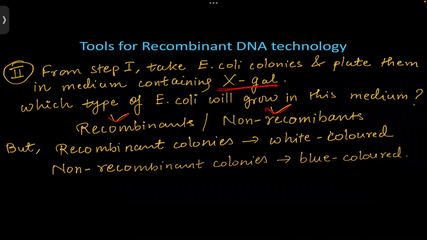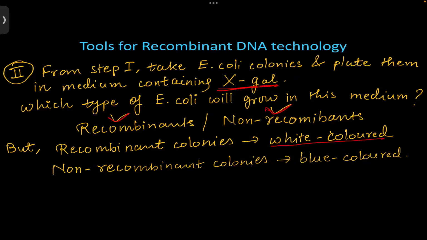Both the recombinants, which are carrying your recombinant DNA, where the foreign piece of DNA has been successfully ligated at the MCS, multiple cloning site, as well as the non-recombinants, where the foreign piece of DNA is not there at the cloning site. Both will grow. But the only difference is the recombinants will be white in color, whereas the non-recombinants will be blue in color.